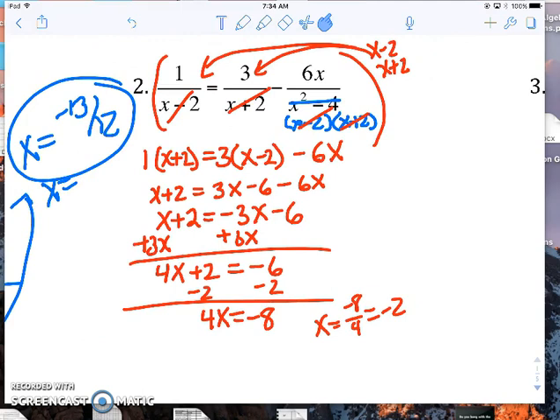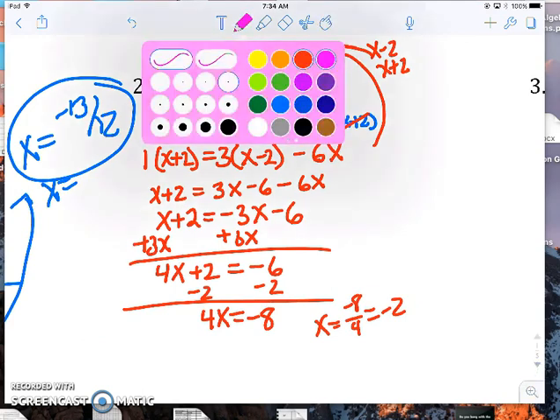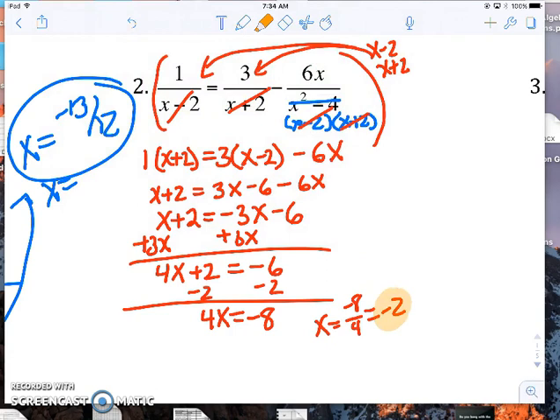But when I look at this, I realize that if we were to take negative 2 and plug it back in here, we'd have a denominator of 0, so that doesn't work. So this one, we would say, has no solution.